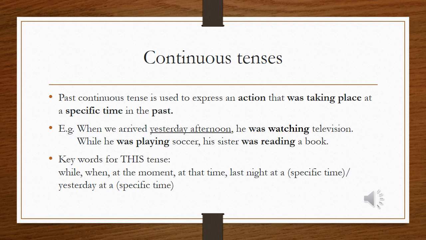Our first heading is Continuous Tense. We are going to look at the past continuous tense. The past continuous tense is used to express an action that was taking place at a specific time in the past. Example, when we arrived yesterday afternoon. Yesterday afternoon gives us the specific time. He was watching television. The second example, while he was playing soccer, his sister was reading a book.